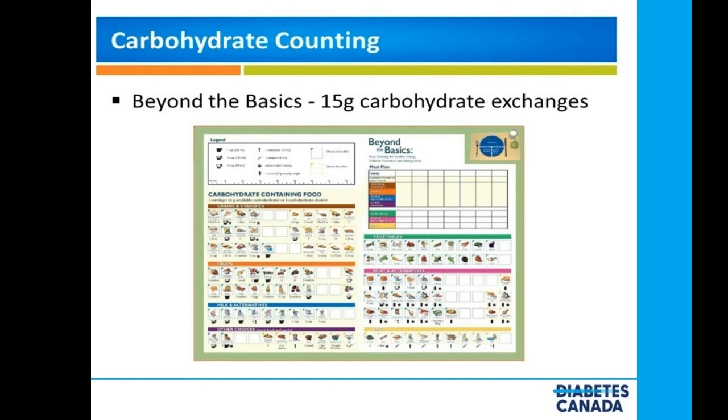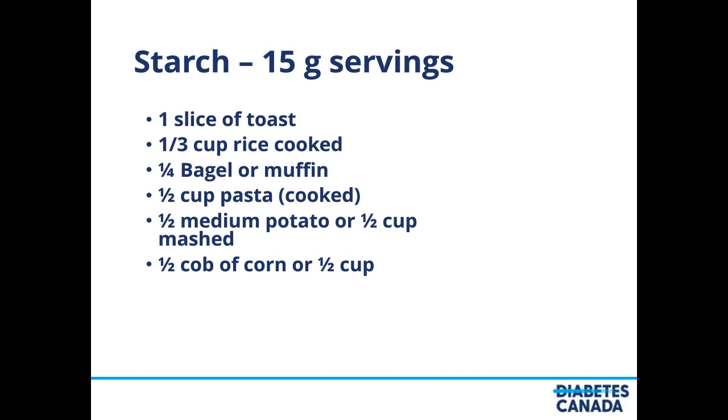So again, this is just moving through the different serving sizes. So starches, what is 15 grams of carbs? This is just some examples there. I often add the corn on the cob to the Beyond the Basics because I eat a lot of corn on the cob, and I know a lot of my patients eat corn on the cob. So a full corn on the cob would be 2 servings, which would be 30 grams of carbohydrate.